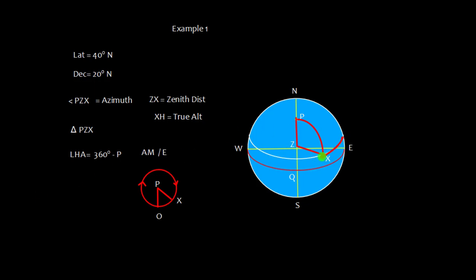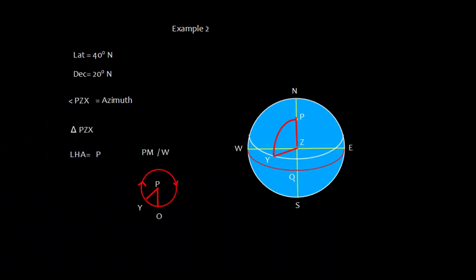So the motion of the sun, or the celestial body, will be like this. At some point, suppose it is here. So this angle is the zenith distance, and this is the PZX triangle, and obviously LHA is this one. Suppose this is angle P, the LHA will be 360 degrees minus P, the body will be on the eastward side, and the time will be AM, it will be before noon. That is how we can express it.